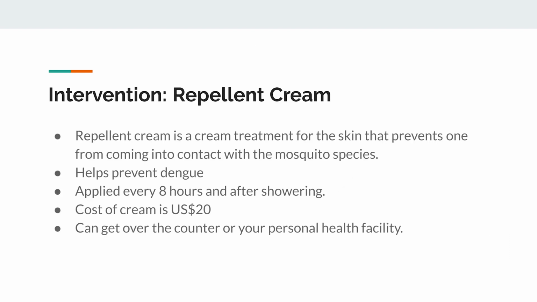Repellent cream is a cream that protects the skin from a single bite of the mosquito. This cream lowers the risk of one receiving the dengue virus as well as prevents it. One has to apply the cream every 8 hours in order to keep the skin protected from the species of mosquitoes. One must also reapply this cream after showering and reapply the cream onto skin before going to bed.